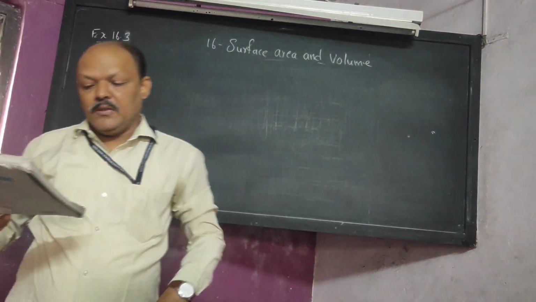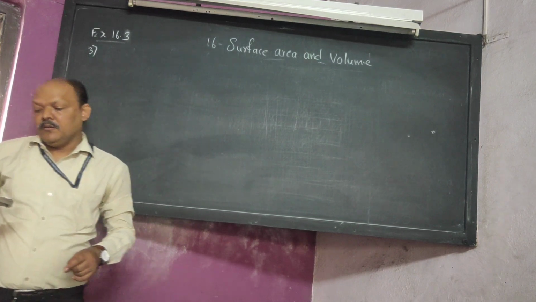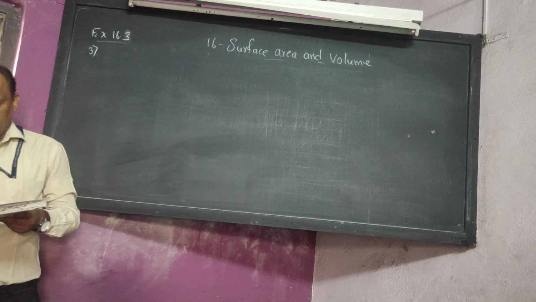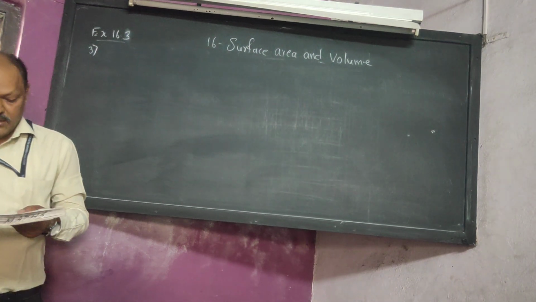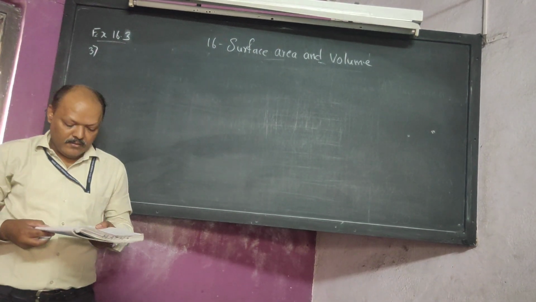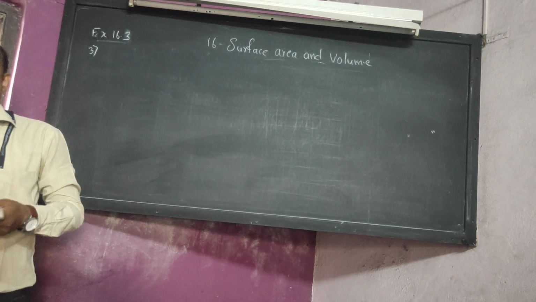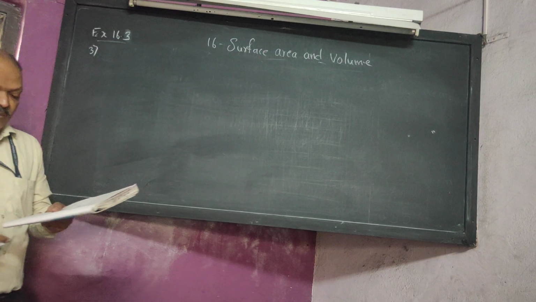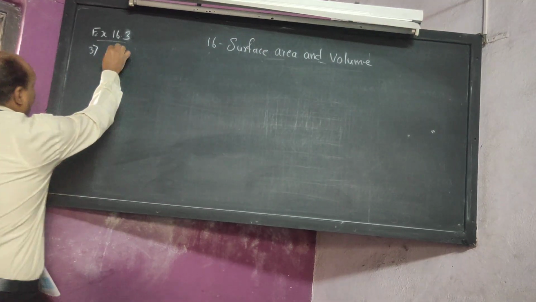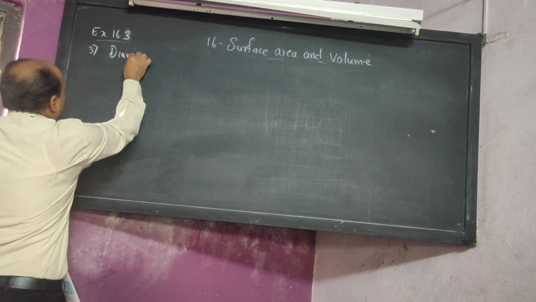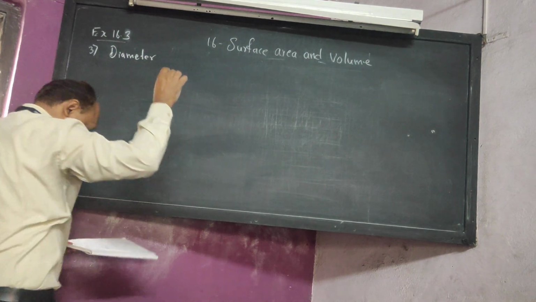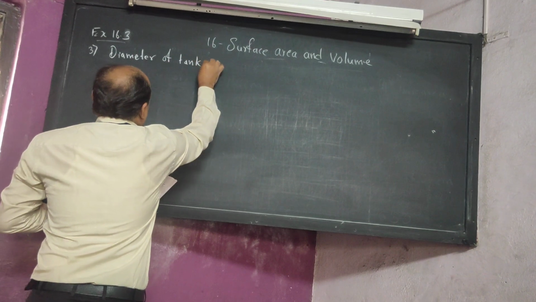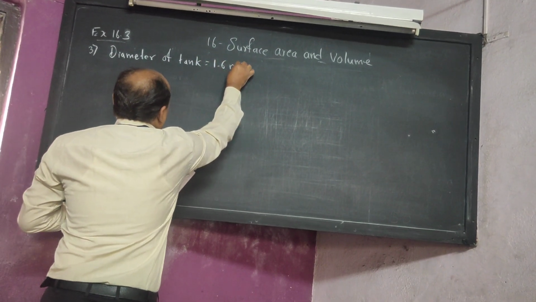Okay, question number 3. How much water will a tank hold if the interior diameter of the tank is 1.6 meter and the depth is 0.7 meter? How much water is asked in this question? That means we have to find the volume in this sum also. The diameter of the tank is given to you. Diameter of tank is equal to 1.6 meter.